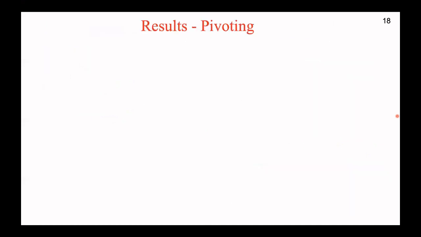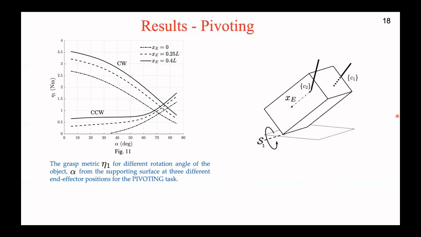In this slide, we'll discuss the results of the pivoting task. Figure 11 on the left demonstrates the variation of the value of the grasp metric eta for different rotation angle of the object alpha with respect to the supporting surface for both clockwise and counterclockwise directions. We studied this for three different positions of the end effector along the x-axis from the centroid. From the results, it is evident that the value of the metric changes due to the effect of the object weight during the pivoting motion. Moreover, by increasing the distance between the object manipulator contacts and the axis S1, the grasp is able to resist larger disturbance torque along the screw axis in both the clockwise and counterclockwise directions.